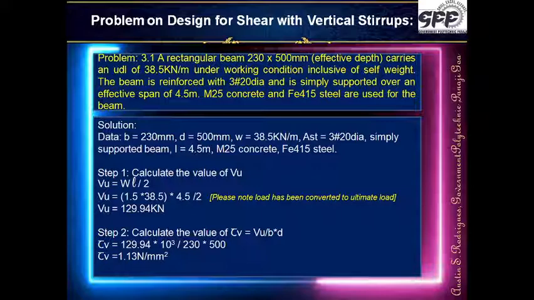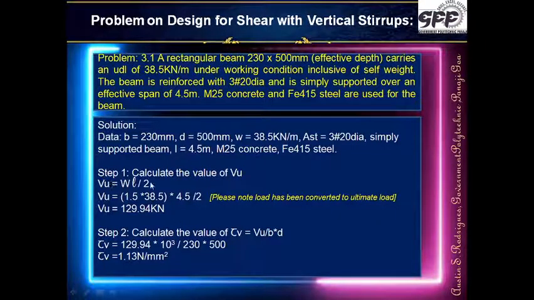So now in this we write the data. The data is B equal to 230 mm, D equal to 500 mm, W is 38.5 kilonewton per meter, Ast is 3 bars of 20. It's a simply supported beam with L as 4.5 meters, M25 concrete, Fe415 steel. So all that we have got over here. Now we are starting with the design for shear with vertical stirrups. We have been told to design for shear with vertical stirrups.